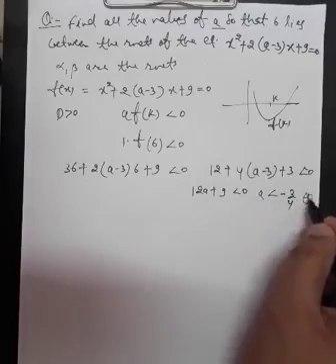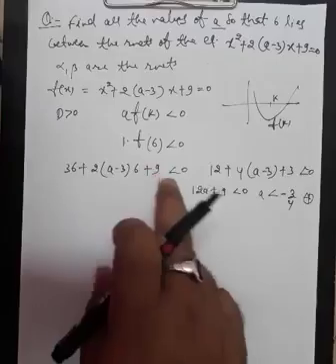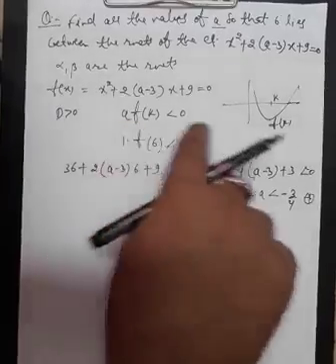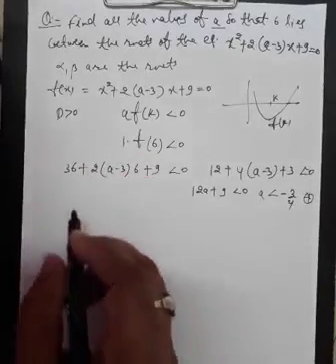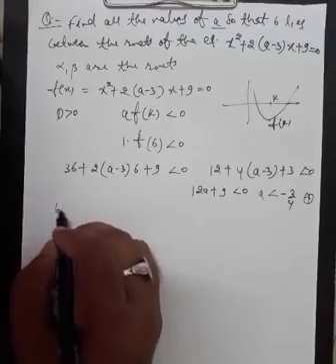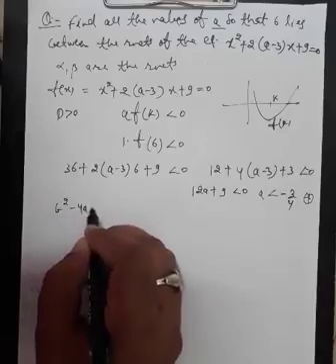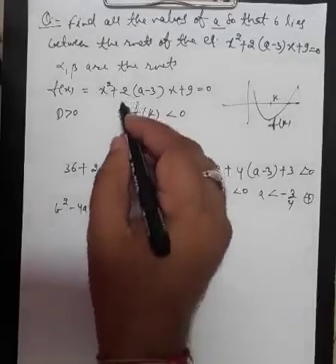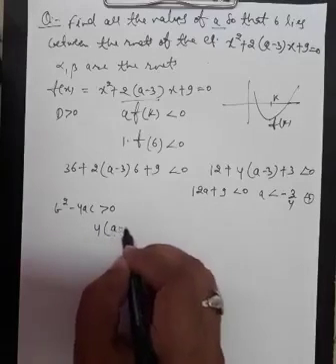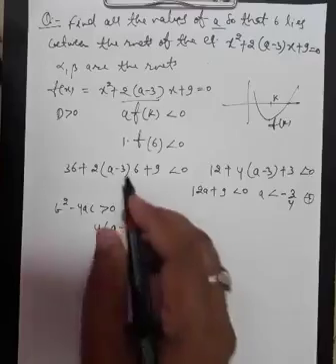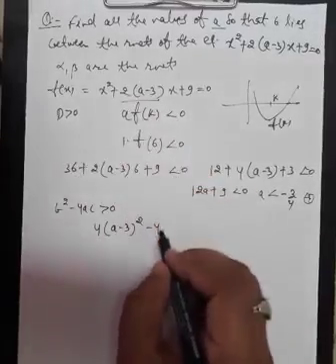From the condition obtained from afk less than 0, we'll now look for d greater than 0. What is d? The discriminant b square minus 4ac greater than 0. Here b is 2(a minus 3), so b square is 4(a minus 3) whole square, minus 4ac, where a is 1 and c is 9.